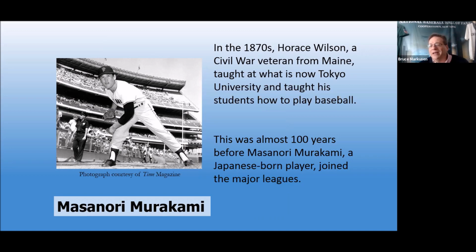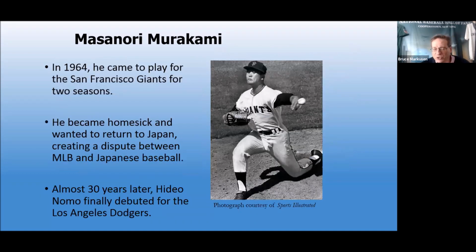If you go back in the history of Japan, Horace Wilson, a Civil War veteran from the States, taught at what is now Tokyo University, taught his students how to play baseball, brought baseball to Japan. And this was about 100 years before Masanori Murakami would come to the major leagues. He signed with the San Francisco Giants, pitched out of their bullpen for 2 years and did very, very well.